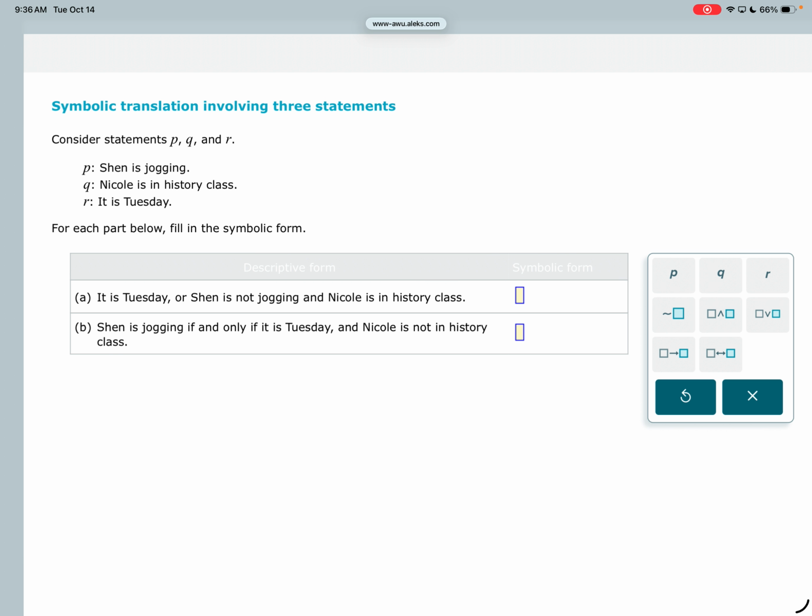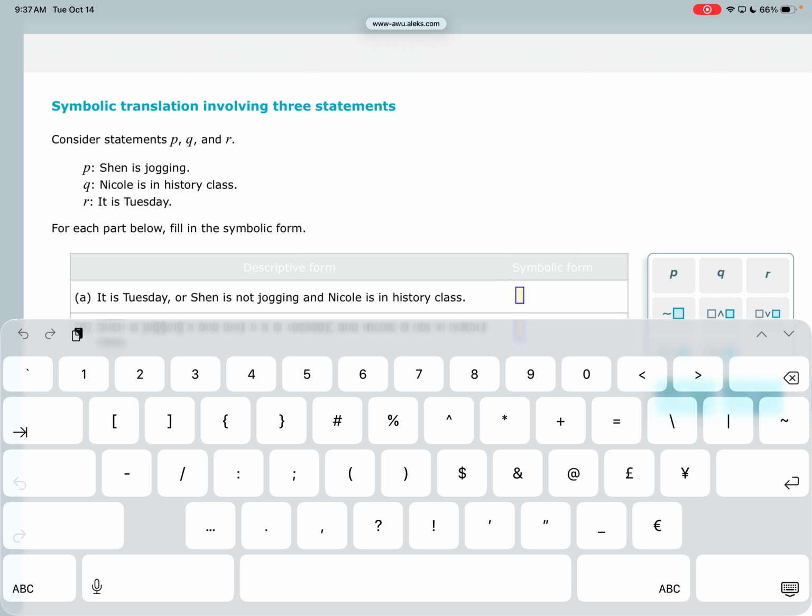Okay, so this has three different statements. We're just doing the symbols for these, like we were doing the V and the upside down V, the squiggly line, the arrow. She is jogging is P. Q is Nicole is in history class. R is it is Tuesday. One of the things to note here is if there is a comma or a quotation, that usually signifies that a parentheses is coming, okay? So it is Tuesday would be R.